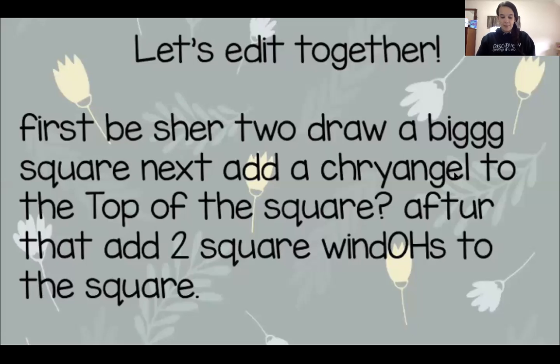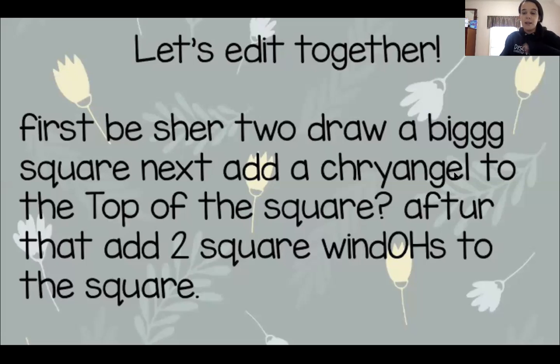All right, friends, I am back and I am ready to edit with you. So here we have a paragraph, the one that I just showed you, but a little different. First, I'm going to read it to you, and then I'm going to show you how I would edit it. So it says, first, be sure to draw a big square. Next, add a triangle to the top of the square. After that, add 2 square windows to the square.